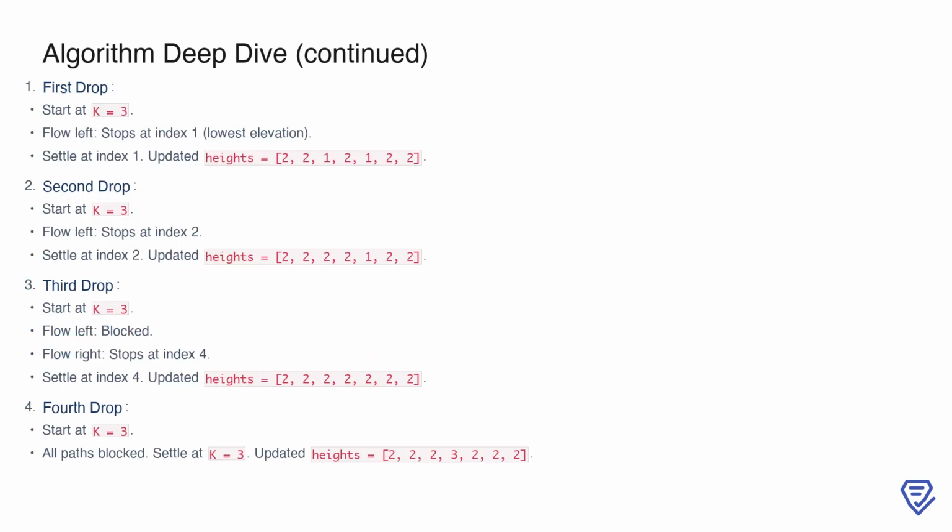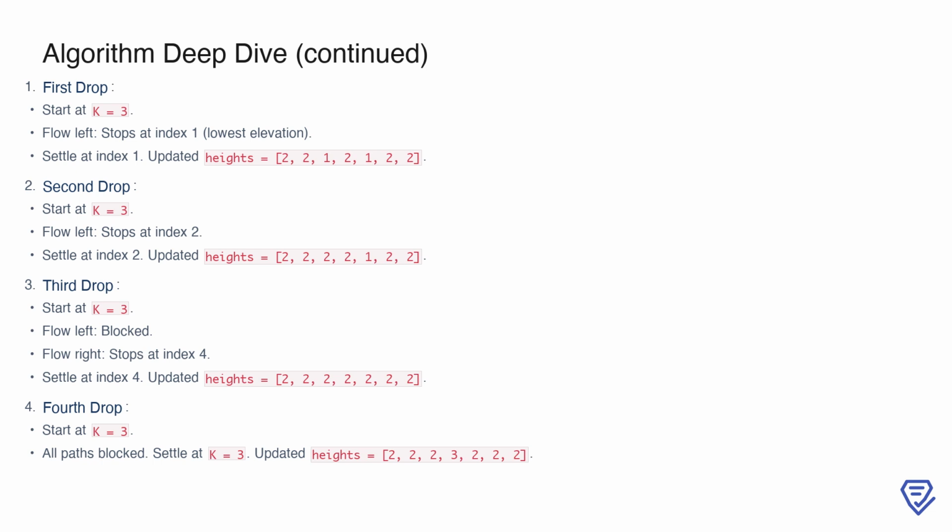To make the algorithm more concrete, let's walk through an example. Suppose the input terrain is given by heights equals 2, 1, 1, 2, 1, 2, 2, with V equals 4 units of water to pour in, and a pour index of K equals 3. For the first drop, we start at index 3 and attempt to flow left. The water moves to index 1, which has the lowest elevation, and settles there, updating the terrain to 2, 2, 1, 2, 1, 2, 2.